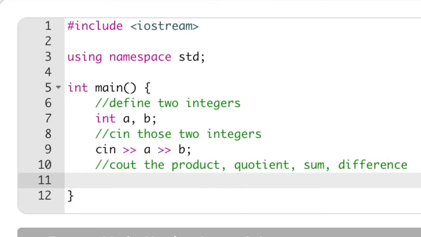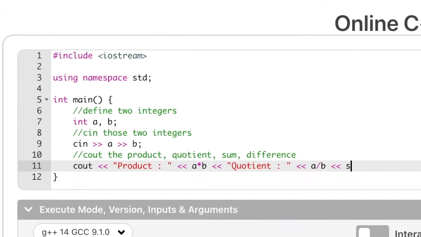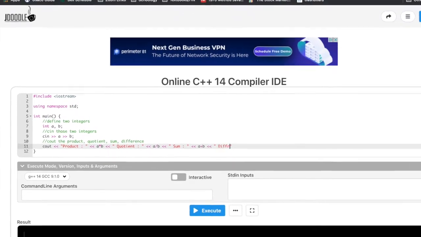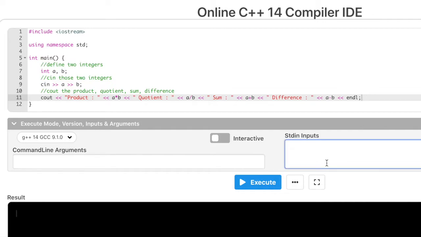Next, we have to print the product, quotient, sum, and difference. So let's do cout product with a semicolon, and then we can do a times b, then fill out the rest. So now we have this. Let's try a couple inputs, and so let's take 5 and 7.